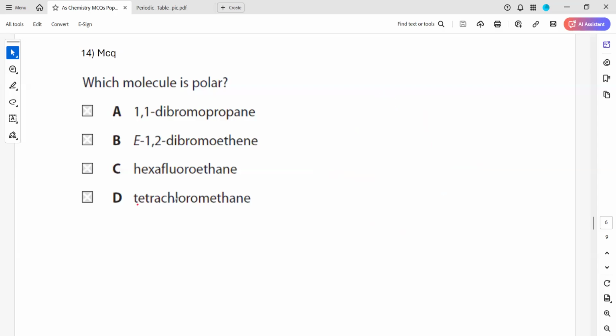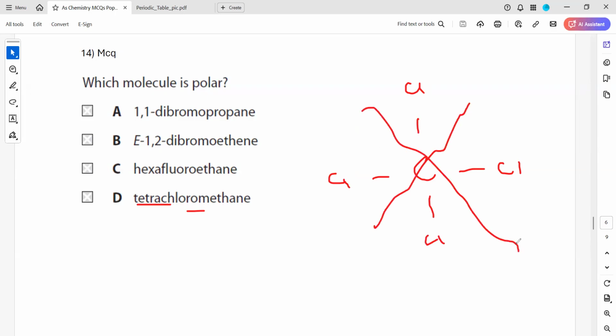When we check the last one, tetrachloromethane. Tetrachloromethane means four chlorines are attached to one carbon. Meth means one carbon. So you can see this molecule is also symmetrical. If I break it down, I will get the same structure. So the symmetrical molecules are non-polar molecules, whereas asymmetrical molecules are polar, which are deflected by the electric field. So A will be the right answer for this.